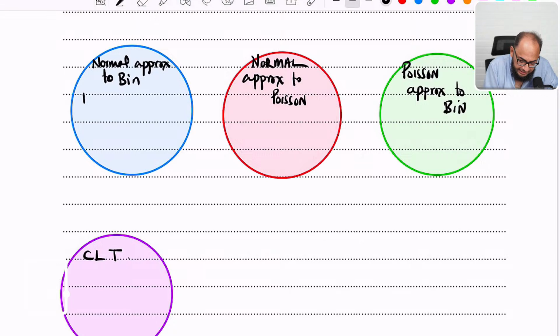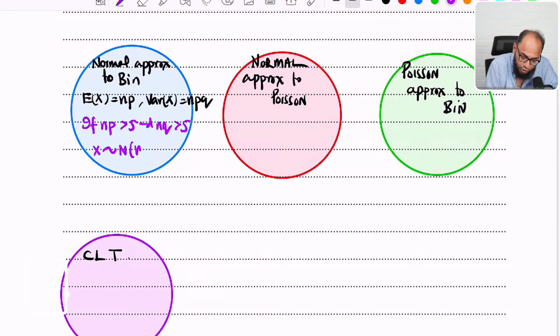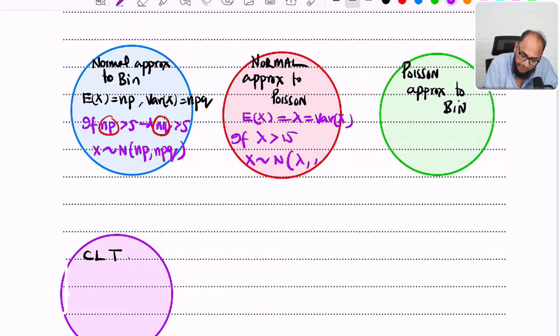We know that expectation of x is np, variance of x is npq. If np is greater than 5 and nq is greater than 5, then x follows a normal distribution with mean np and variance npq. Keep in mind, this is nq, this is not npq. This is nq, this is np, that is the condition. Over here, expectation of x is lambda, so is the variance of x. If lambda is greater than 15, then x follows a normal distribution, lambda comma lambda. The mean is lambda, the variance is lambda.